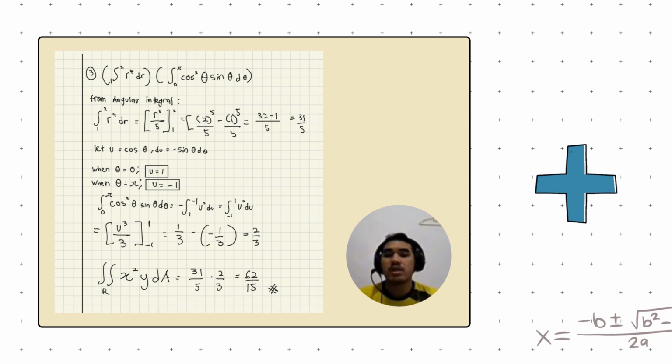After we get the radial part and angular part, we multiply them together, and finally we get the final answer, which is 62 over 15.